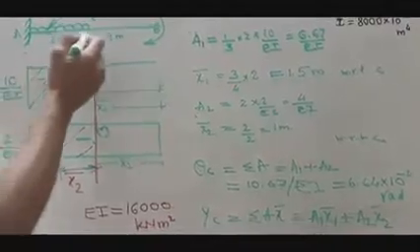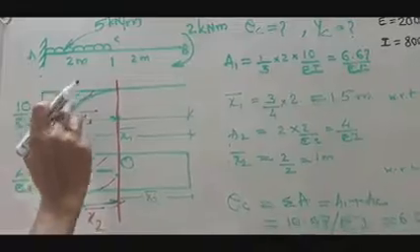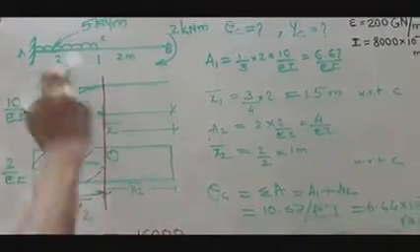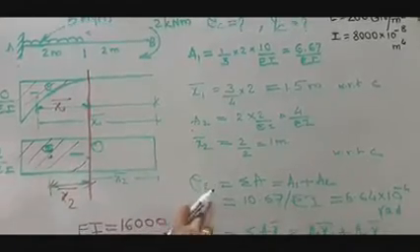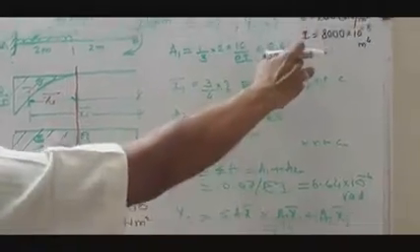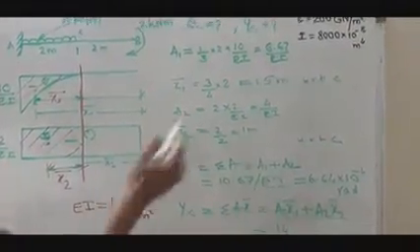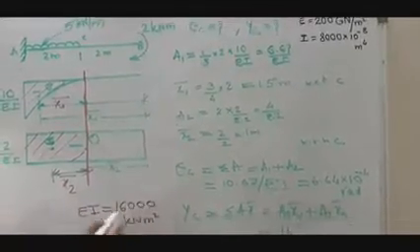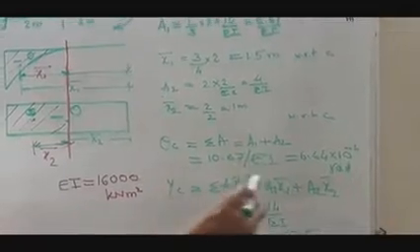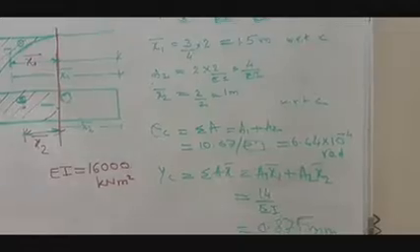To get the slope at C, you have to take the area of the M by EI diagram between C and A. Actually that is theta CA, which means theta C minus theta A. But theta A is 0, that's why it gives you directly theta C. There are two areas, you have to sum them up. That is 6.67 plus 4, which is 10.67 divided by EI. Now EI is given and you have already taken it as 16,000 kilonewton meter square. So 10.67 divided by 16,000 gives you 6.64 × 10^-4 radians.